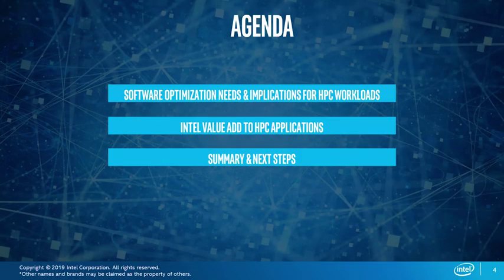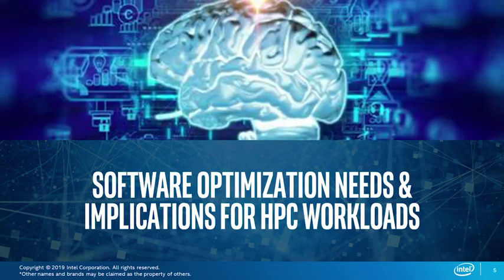For this course, we're going to go through what some of the software optimization needs are for certain workloads, and then we're going to go deep into what the actual Intel tools are and how they add value for applications. Then we're going to go through a summary and next steps. So let's start with the software optimization needs and implications for different HPC workloads.